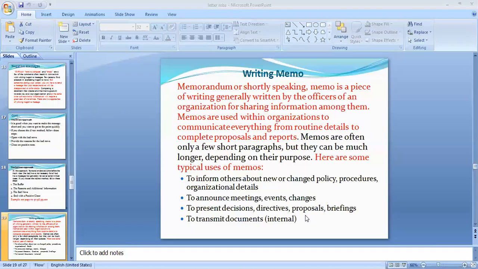Then directives, to give direction on how to handle the office in this crisis, in this pandemic period, in this critical period, COVID-19, how to handle the duties of the office. At that time you have to give direction to the staff, and at that time you have to write the memo. So, to transmit documents, internal documents for the staff, at that time you write a memo.